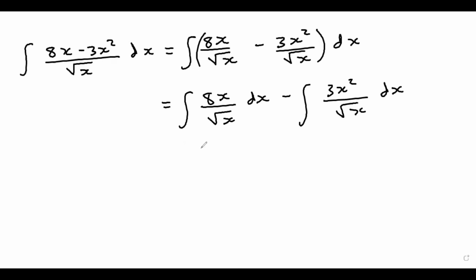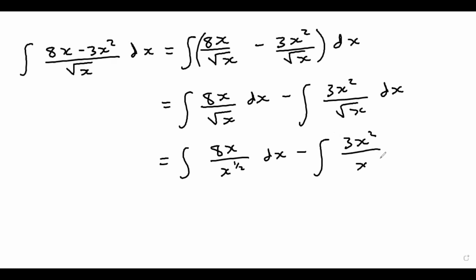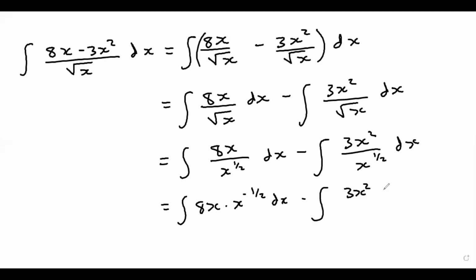So we know that the root sign is the same thing as saying to the half power. Minus the integral of 3x squared, x to the half. And again, because the x term is in the denominator, we'd have to take it up. So that'll be the integral of 8x times x to the minus half, minus the integral of 3x squared times x to the minus half dx.